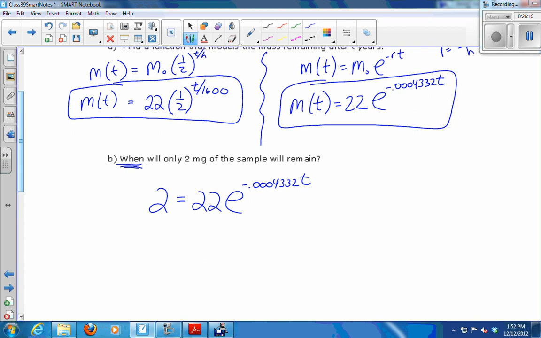Any ideas why I chose the E1? Yeah, because the ln of E will just cancel. Just makes the algebra a teeny bit easier. So first thing we want to do, isolate the exponential expression. So I'm going to divide by 22.